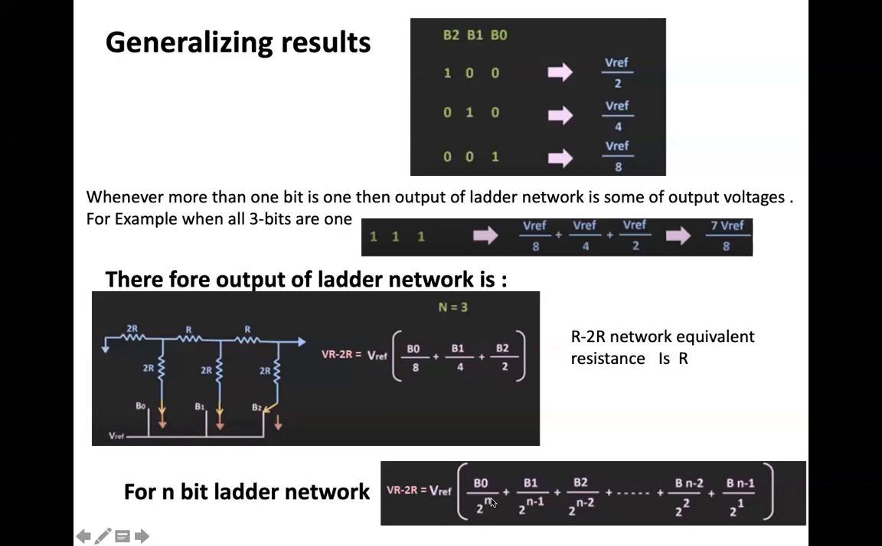Why is it 2 raised to n? Because it is 8. So n here in this case is 3. So 2 into 2 is 4, and 4 into 2 is 8. So I can generalize it with an equation saying that it is 2 raised to n, right?